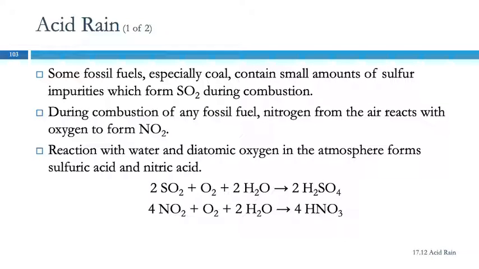Acid rain. I am not going to test you on acid rain, but I want to talk about it because it relates to what we've been learning about, and it should be of concern to all people living on the planet. So fossil fuels, like gasoline, oil, coal, that we burn contain small amounts of sulfur impurities, right? Coal is especially bad for this. It has more sulfur than other fossil fuels. So when you burn coal or anything with sulfur in it, it's going to form SO2 during that combustion.